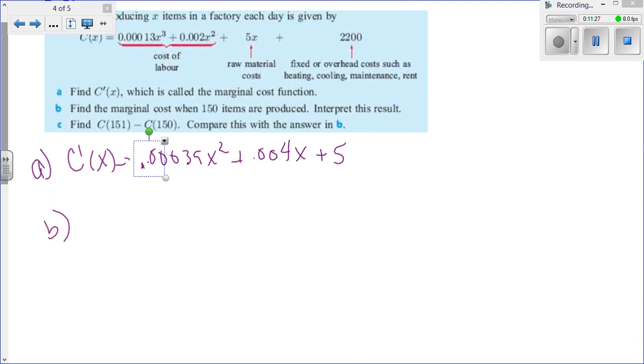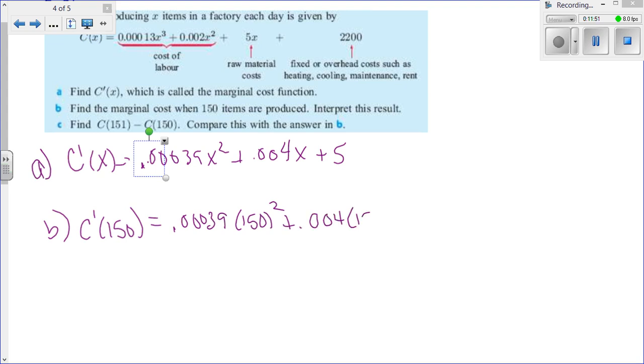Part B. Find the marginal cost when 150 items are produced. Well, so find C'(150) because C'(x) is our marginal cost function. So 0.00039 times 150 squared, oh, I'm missing a 0 here, plus 0.004 times 150 plus 5. When I put that into my calculator, I get $14.38.